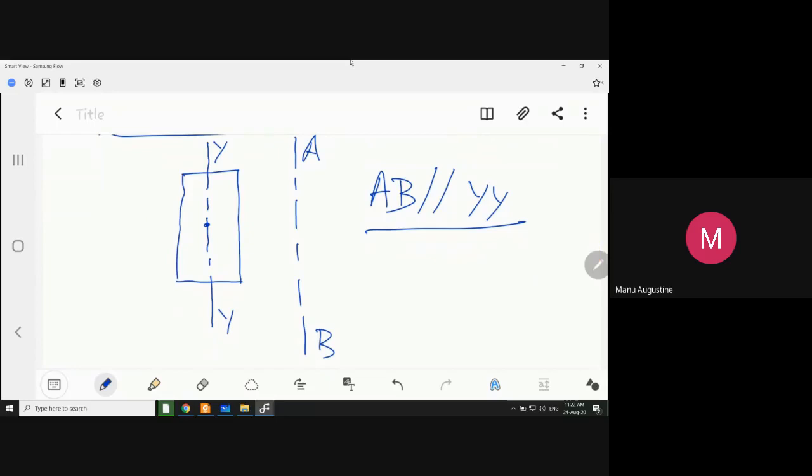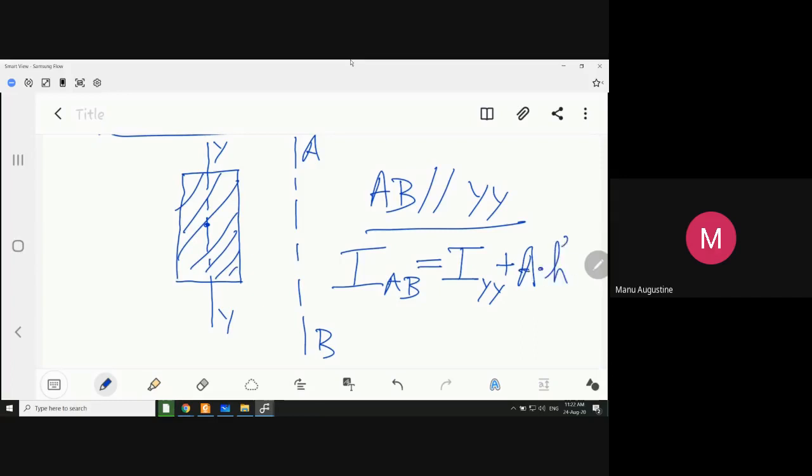In that case, the moment of inertia of your area about the second axis AB can be simply given as the moment of inertia about the centroidal axis plus area of the rectangle, that means this complete area, multiplied by h square, where h is the constant distance between the two parallel axes.